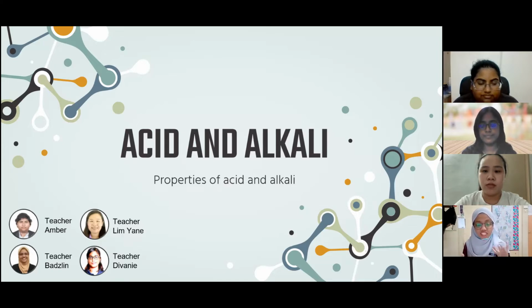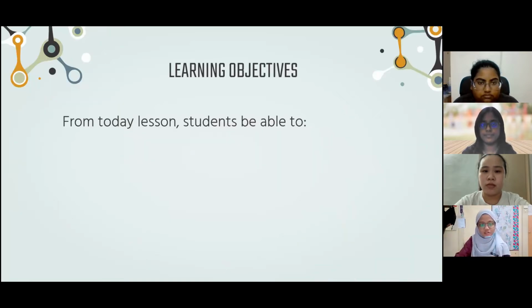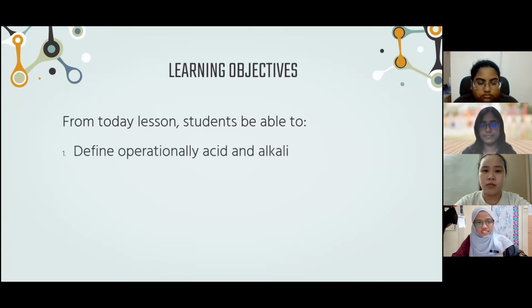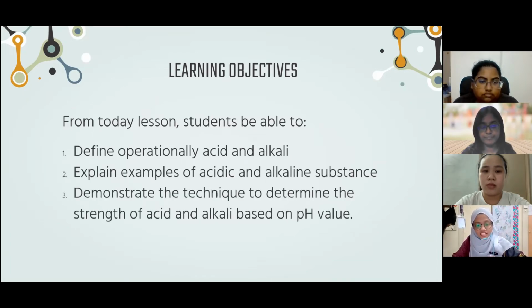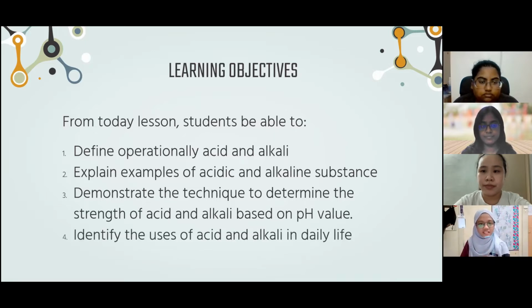Today, we are going to teach about acid and alkali, about properties of acid and alkali. From today's lesson, the learning objectives are: first, define operationally acid and alkali; explain examples of acidic and alkaline substances; demonstrate the technique to determine the strength of acid and alkali based on pH value; and the final one is identify the uses of acid and alkali in daily life.